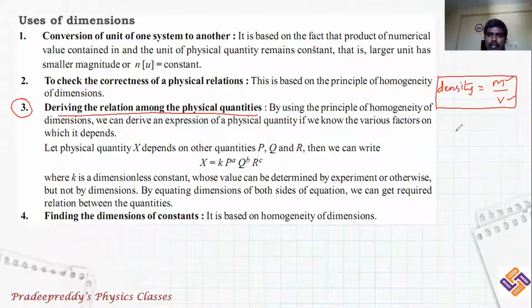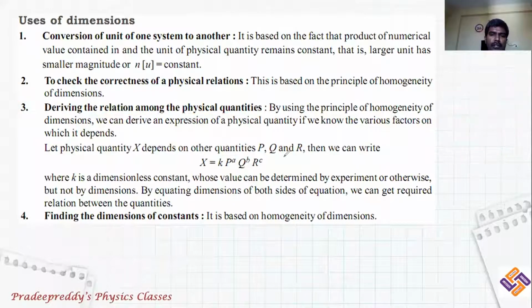Similarly, just now I have written this equation: T is equal to 2 pi under root L by G. We can even deduce this equation also using dimensional analysis. We can derive relations between different physical quantities using dimensional analysis. That is the third use of dimensional formula.